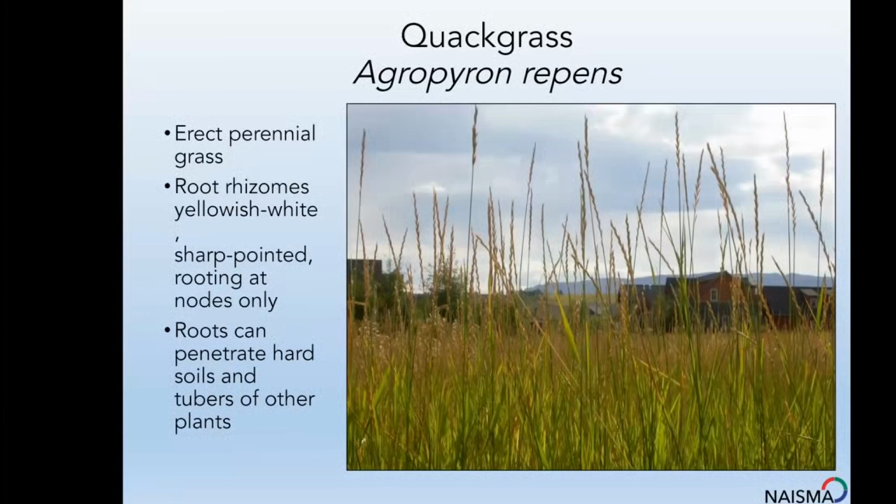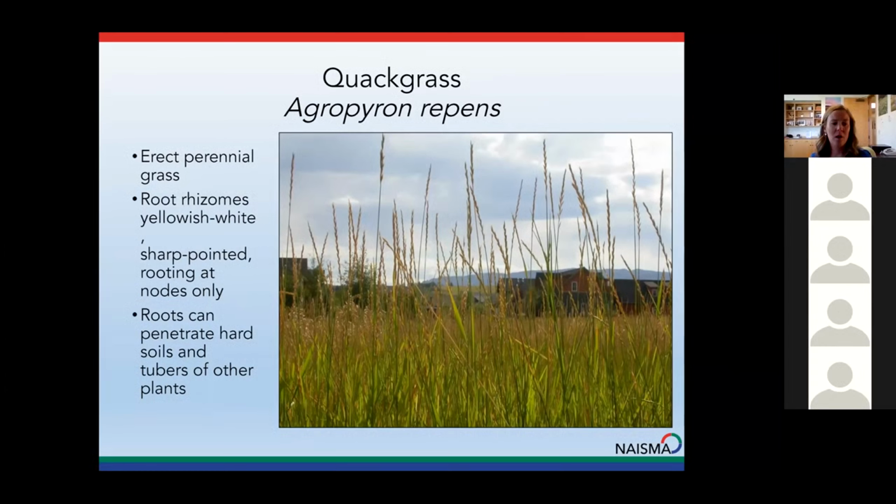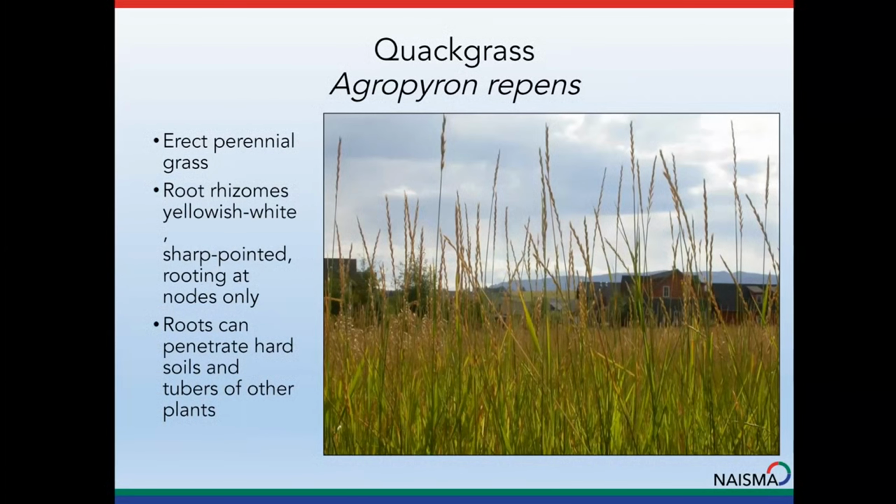And quackgrass is a challenging species to identify because we have so many improved varieties of wheatgrasses in our agronomic situations. Quackgrass is an erect perennial grass. It's best known for its rhizomes. Anybody that deals with this species just despises the white rhizomes that come off of it. They're sharp pointed and rooting, and they have a lot of nodes where those rhizomes will come off of the root system. Roots are said to penetrate hard soil surfaces, and they can make little tubers above their plants where they'll go in because the tip of that rhizome is so sharp and pointy.